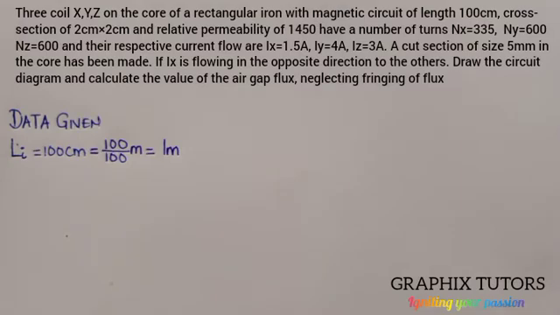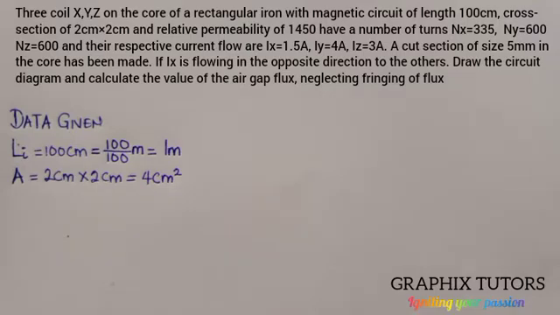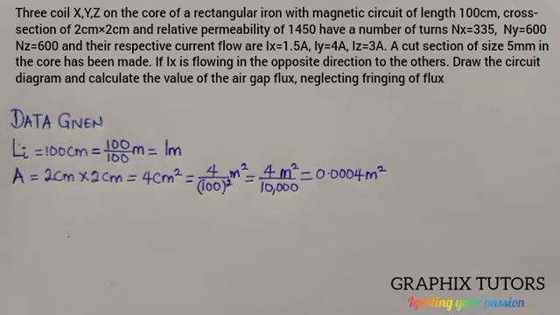Now the next one, it says cross section of 2 centimeter by 2 centimeter. So that is the area. Our area will be 4 centimeter square, because when you multiply 2 by 2 you have 4, then centimeter times centimeter gives centimeter square. Now you have to convert the centimeter square into meter square. So you have to divide by what? 100 squared. If there was no square there, you divide by 100. But since there's a square, that means 100 raised to the power 2. So this is what we have.